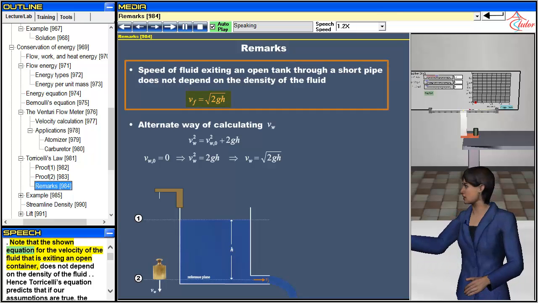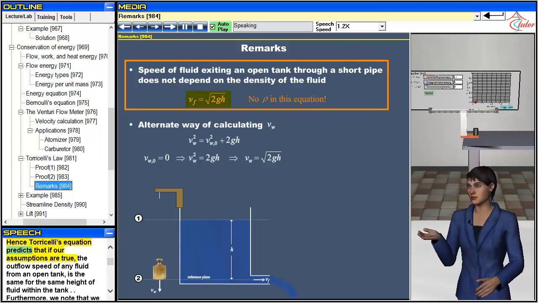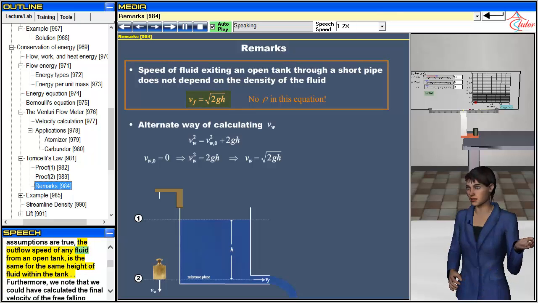Note that the shown equation for the velocity of the fluid that is exiting an open container does not depend on the density of the fluid. Hence Torricelli's equation predicts that if our assumptions are true, the outflow speed of any fluid from an open tank is the same for the same height of fluid within the tank.